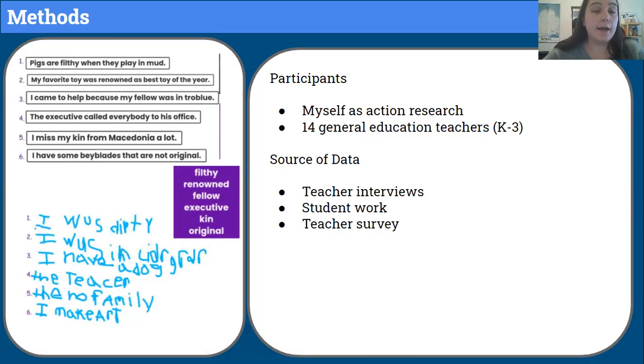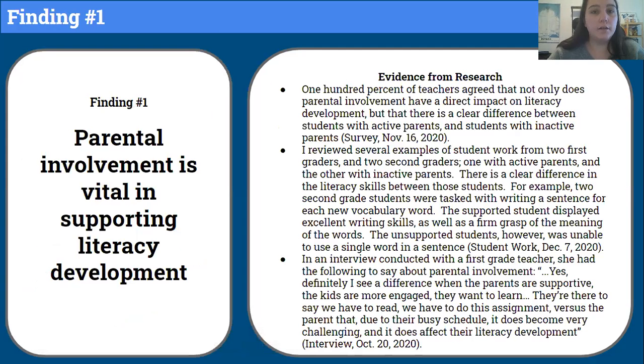The assignment that they had to do was use the 6 vocabulary words in sentences. And you can clearly see that there is a clear discrepancy between the child with active parents and inactive parents, but we will get into that a little bit later.